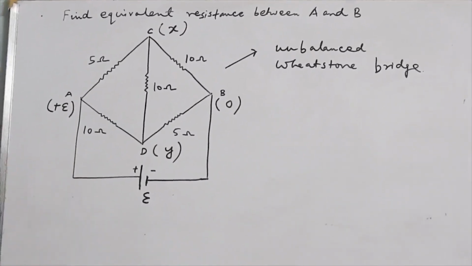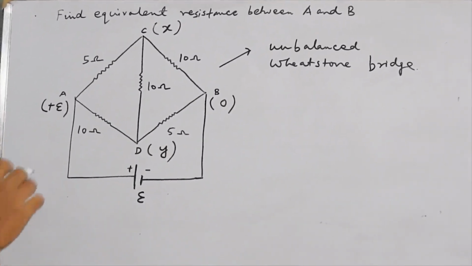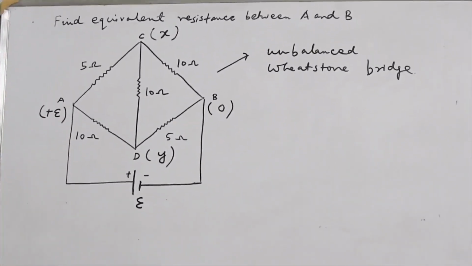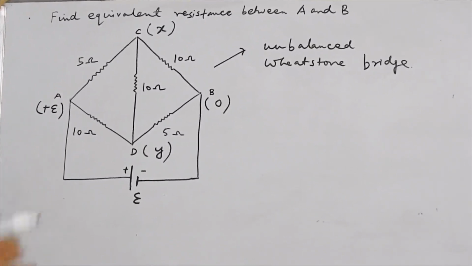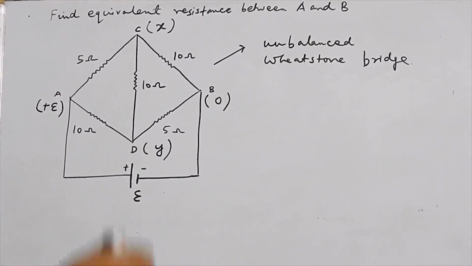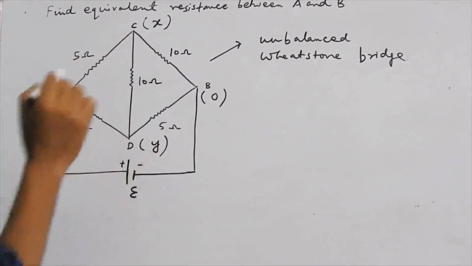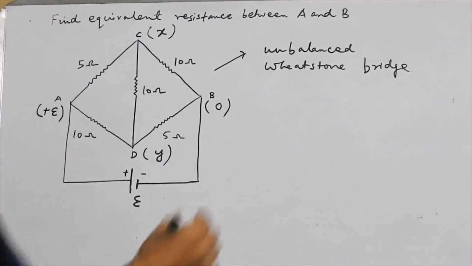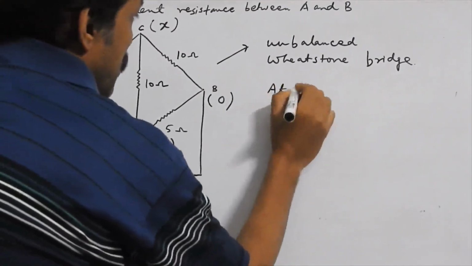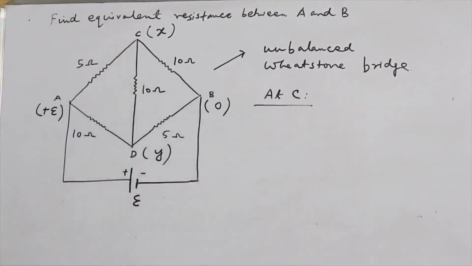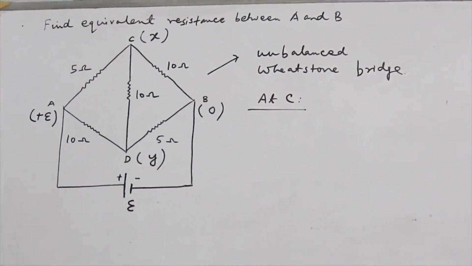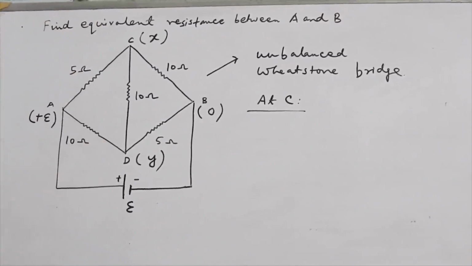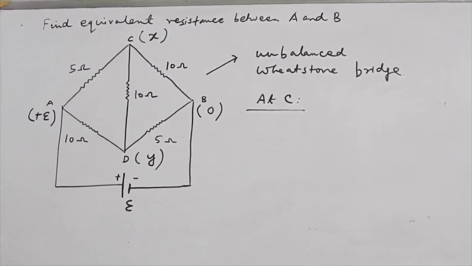If you remember Kirchhoff's current law, then it says that the current entering a junction is equal to the current leaving the junction, whereby current entering is taken as positive and current leaving is taken as negative. The same concept will be applied at the point C and at the point D. So, with respect to point C, we can say that the sum of the currents either entering or leaving should be 0. Summation of I is 0.